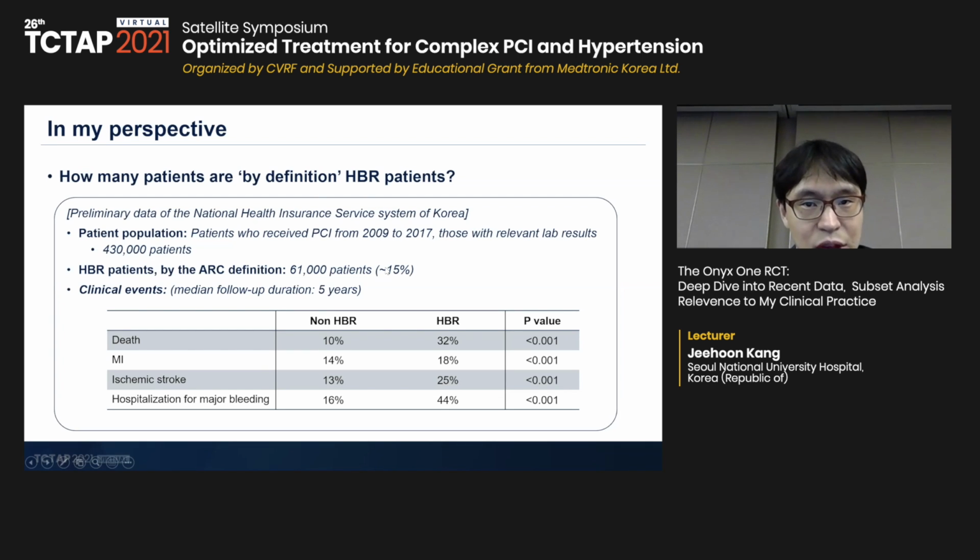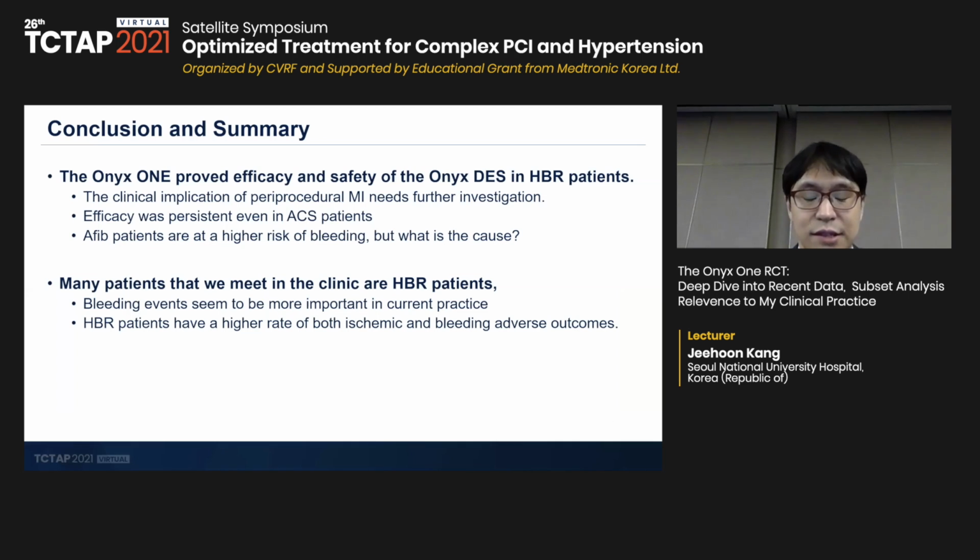So the high bleeding risk patients are not only at high bleeding risk, but they may also be high ischemic risk patients. This is the conclusion and summary of my speech. The Onyx ONE was the trial that proved the efficacy and safety of the Onyx DES in high bleeding risk patients.